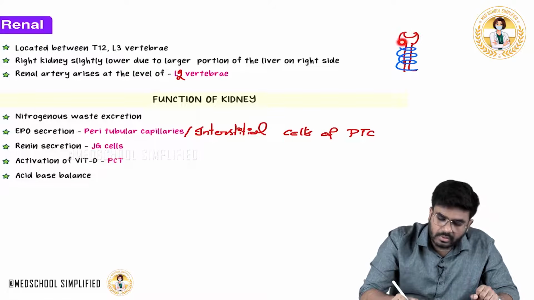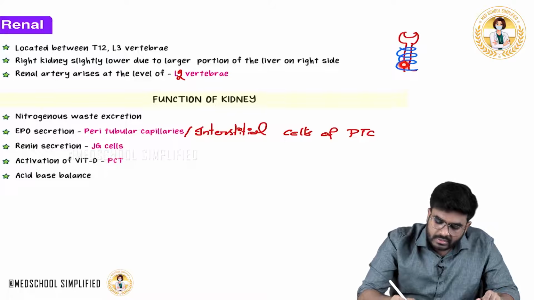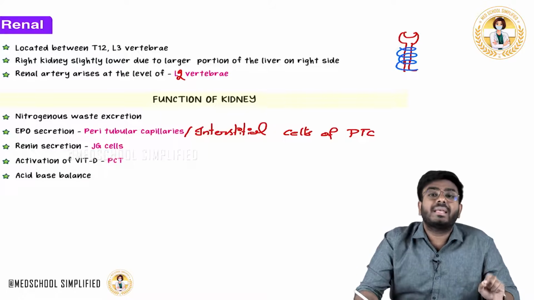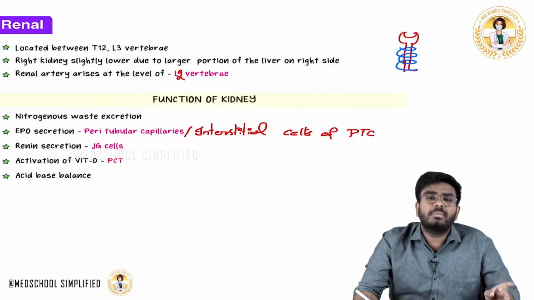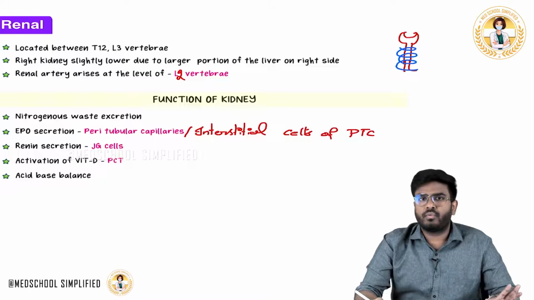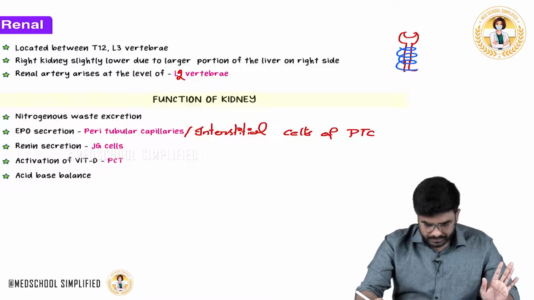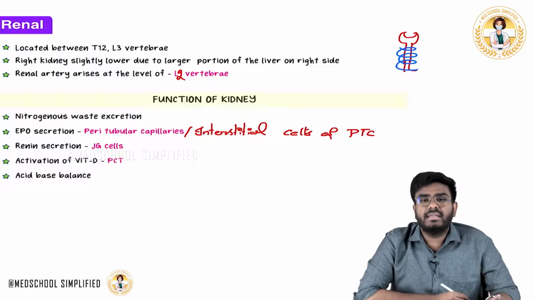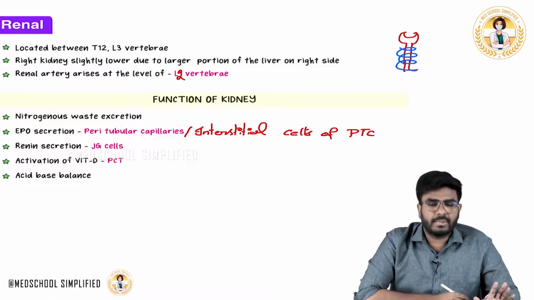See, here is a Bowman's capsule. After Bowman's capsule, here you have the proximal convoluted tubule. Now this proximal convoluted tubule has epithelial cells. In these epithelial cells, the inactive vitamin D will be converted into its active form. Activation of vitamin D happens in PCT. Not only that, acid-base balance. Kidneys do play a role in acid-base balance.